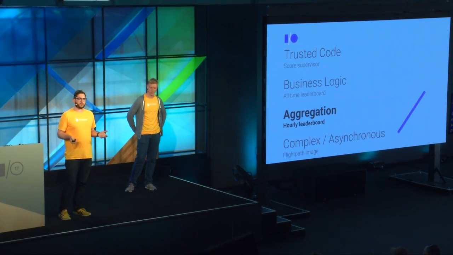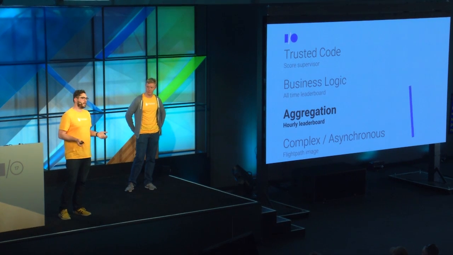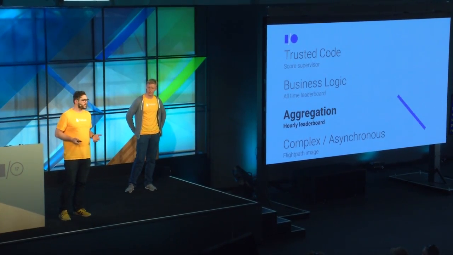The third example is aggregation of data. This is perhaps data from many different clients that you don't want to make available to every client. This might be things like average financial transaction amounts or operational metrics.